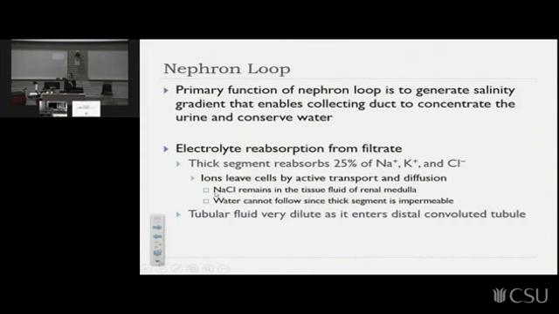So sodium chloride remains in the tissue fluid of the renal medulla once it's been excreted from the thick segment of the nephron loop, where water cannot follow because the thick segment is impermeable to water. So when we talk about the sodium chloride remaining in the renal medulla, this is the area where we've got the renal pyramids and the renal columns. And then other than that, we've got water, which is impermeable to the cells of the thick segments of the nephron loop. So tubular fluid is very dilute as it enters the distal convoluted tubule.